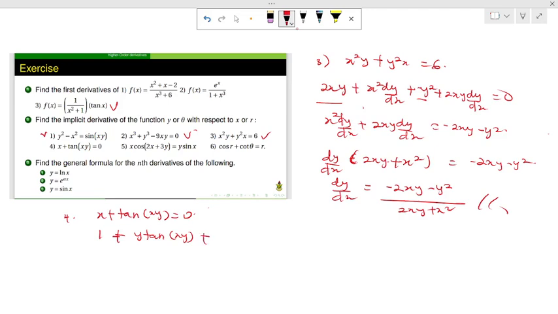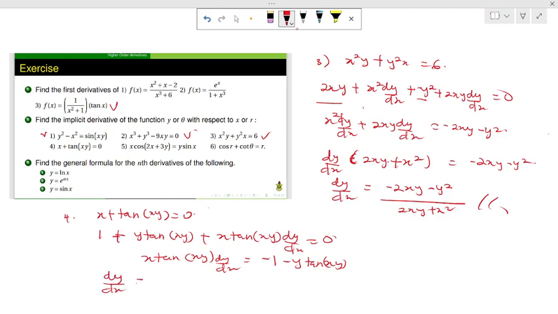Plus, now I'm going to differentiate with respect to y. So I'll have x tan of xy. But since I'm differentiating with respect to y, I'll add dy over dx, and the right side is 0. Therefore, I'm going to have x tan xy dy over dx equal to negative 1 minus y tan xy. Therefore, I simply divide through by the coefficient of dy over dx, giving me negative 1 minus y tan xy all over x tan xy. That's all.